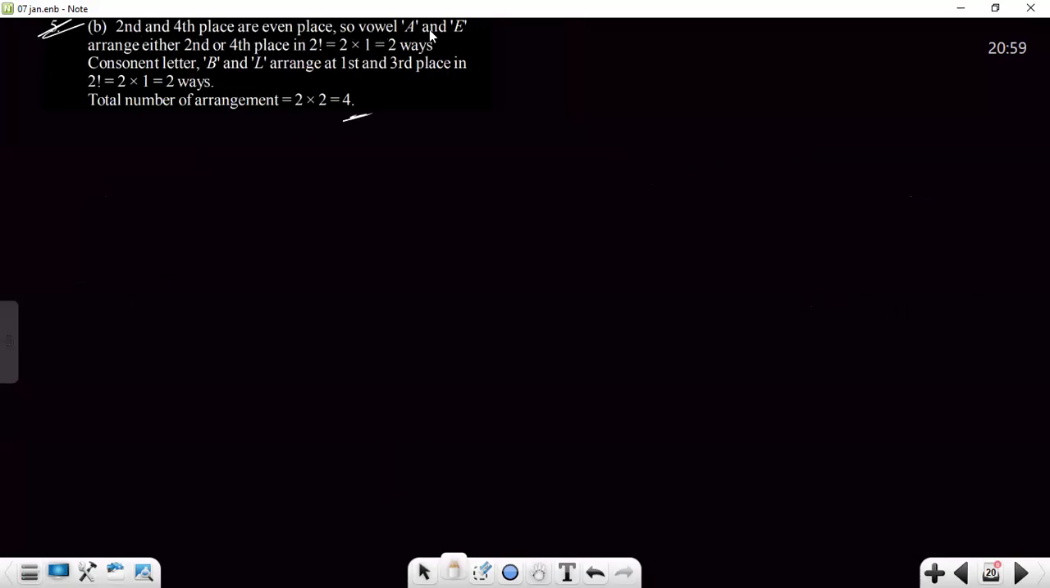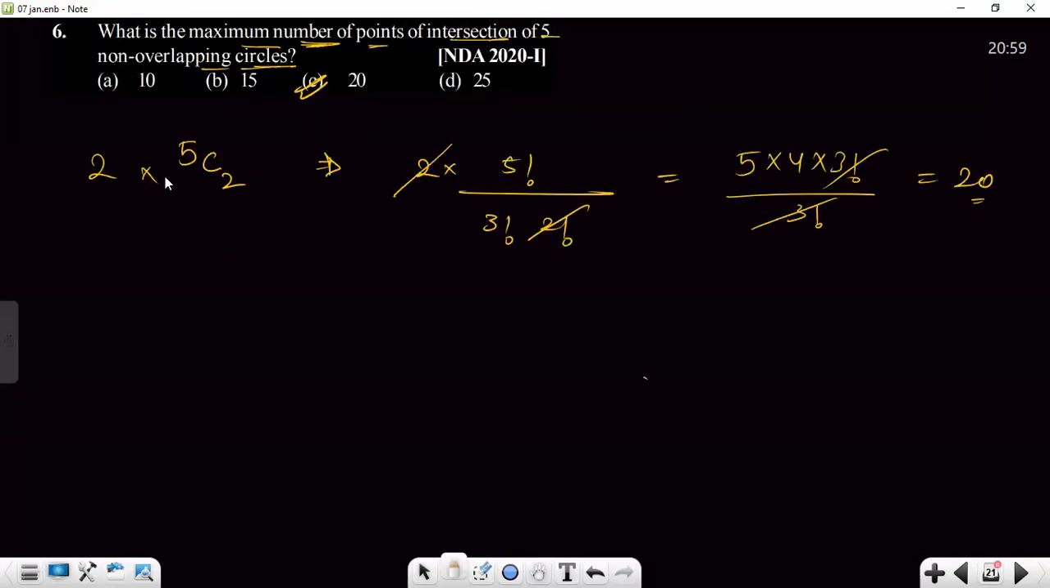Second and fourth place are even places. So vowels A and E can be arranged in either second or fourth, so 2 factorial, the same formula: n things to be arranged at r places. Consonant letters B and L can be arranged on first and third place. So again 2 places, 2 things to be arranged, so 2 factorial. They are both independent events. So total ways of arrangement is 2 into 2. Is that clear, everyone?